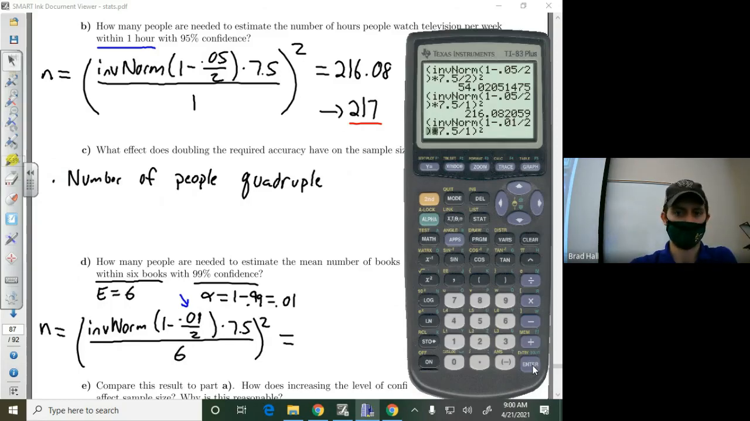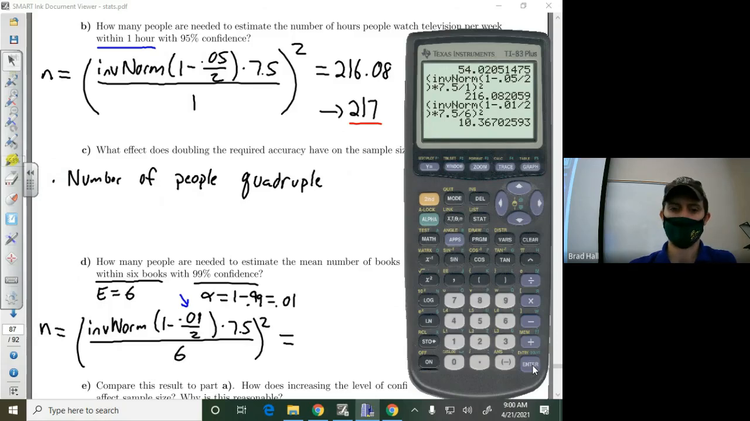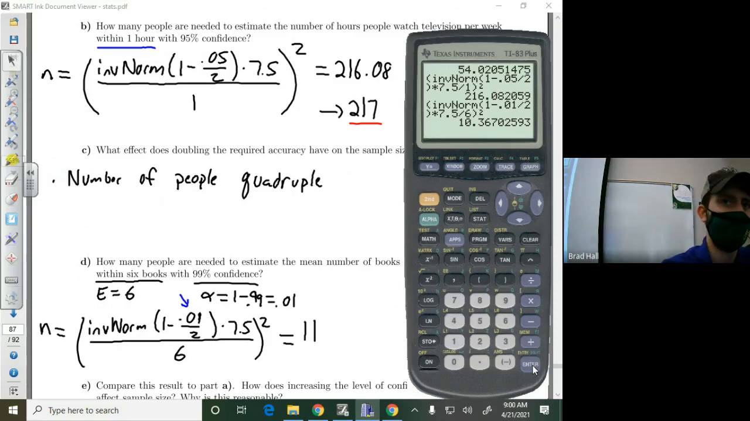0.01 divided by 2 divided by 6 divided by 6. 1 minus 0.01 divided by 2, times that, divided by 6. Really, we get 11 because you have to round up the 10 to an 11. You got it? Cool.